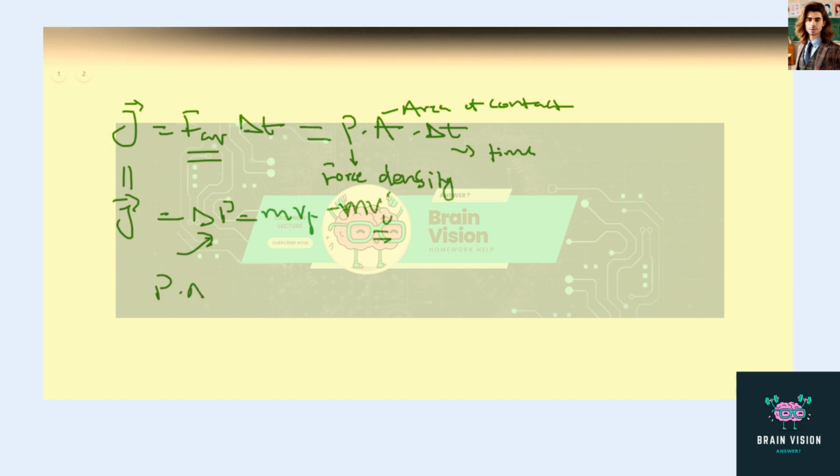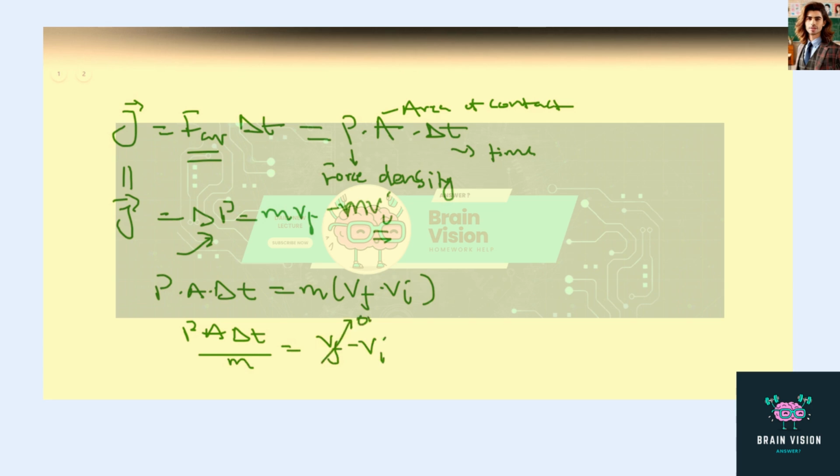So P times A times delta t equals m times v final minus v initial. We do some algebra there: P A delta t over m equals v final minus v initial. Remember, v final is 0 meters per second. And so v initial has to be the force density times the area, negative because the minus goes to this side, times delta t over m.